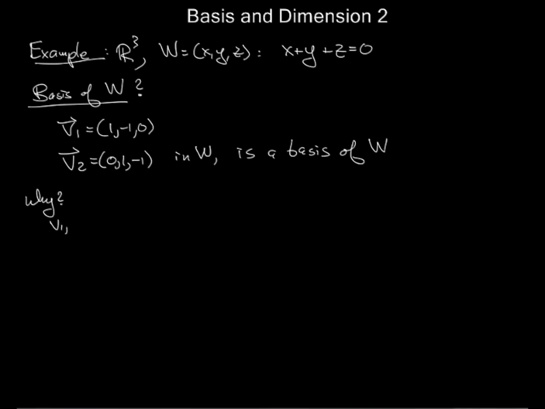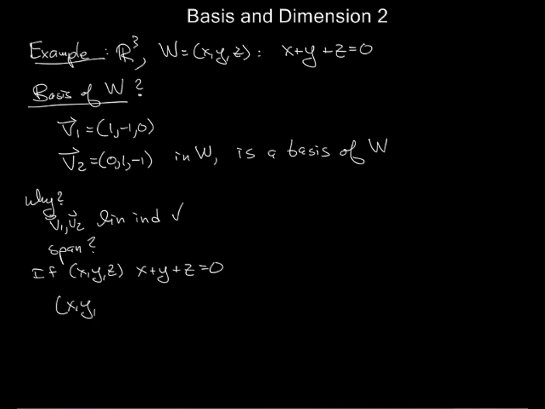Why is that? Well, let's see. They're certainly linearly independent. They don't point in the same direction. And do they span? So we have to check. Can I write any vector in the subspace as a linear combination of v1 and v2? Well, let's take such a vector. I need to write it as something times this vector plus something else times this vector.